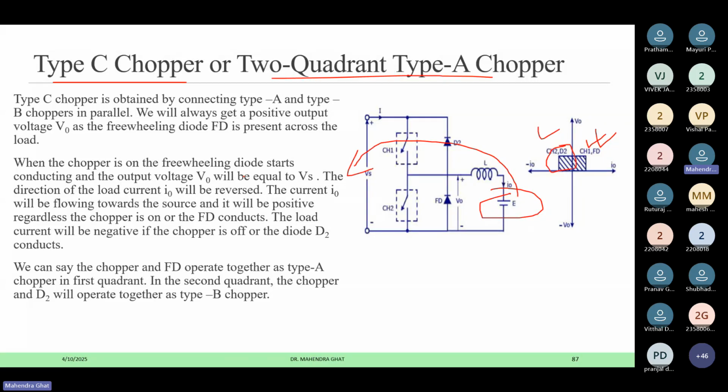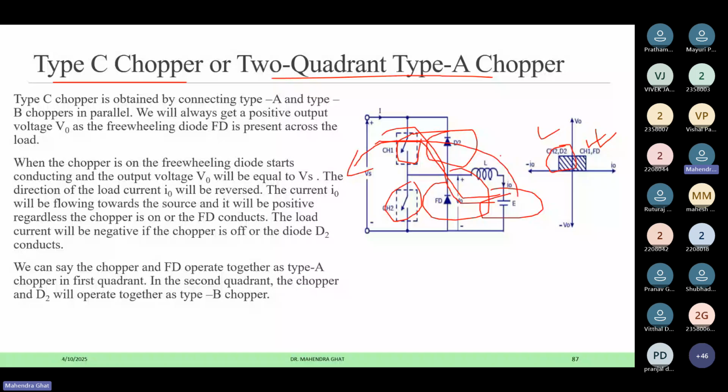So for that, we can use the two quadrant choppers or the type C choppers, where you can see it is like a buck converter only, but instead of only a switch here, now the diode is also used here, and here instead of only a diode, the switch is also used. So what will happen? When it operates in this direction, it will act as a buck converter, and when it is operating in this direction, it will act as a boost converter.